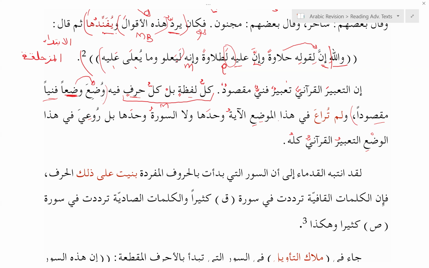في هذا الموضع is your متعلق بالفعل مقدم. Then آيات وحدها: آيات is the fail and وحدها is the... So تراع, let's go back to تراع. What kind of a فعل is that? It's a second person. Majhul. Yes, it's a majhul.